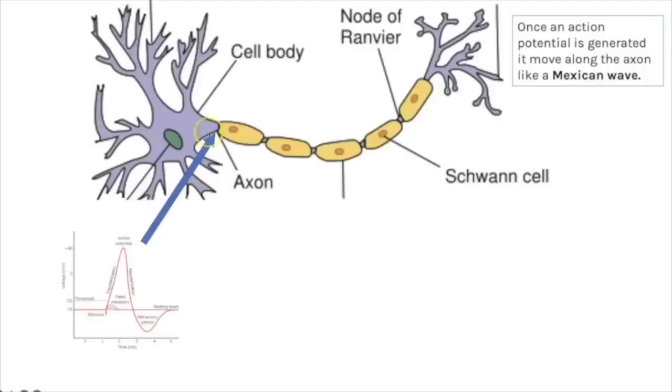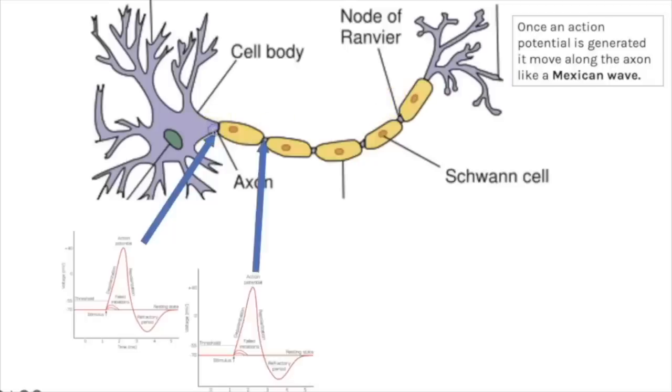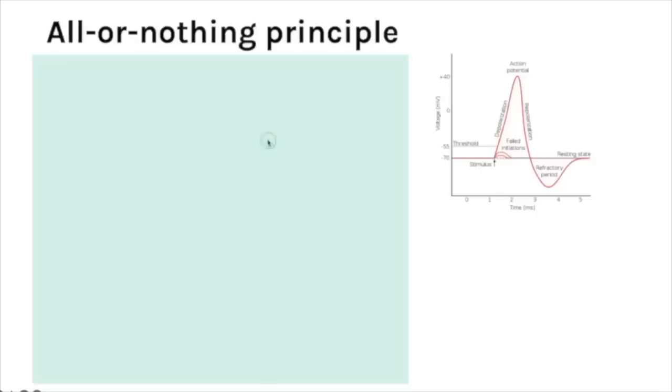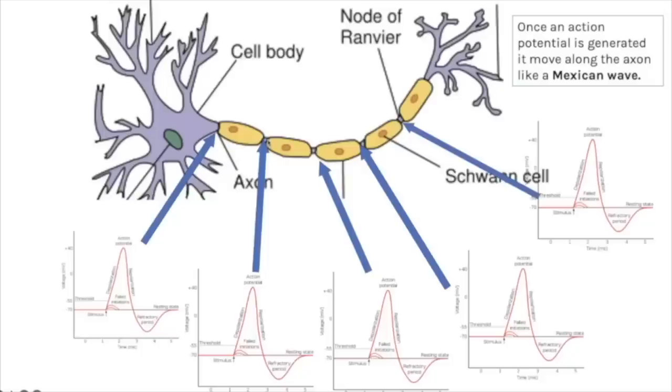And this happens along the axon multiple times. This graph is not a change over distance. So this isn't happening just once along the axon. It happens right at the start of the axon, and then at every node of Ranvier, if it is a myelinated neuron, you'll then have another action potential being generated until you get to the end of that neuron and then a synapse.